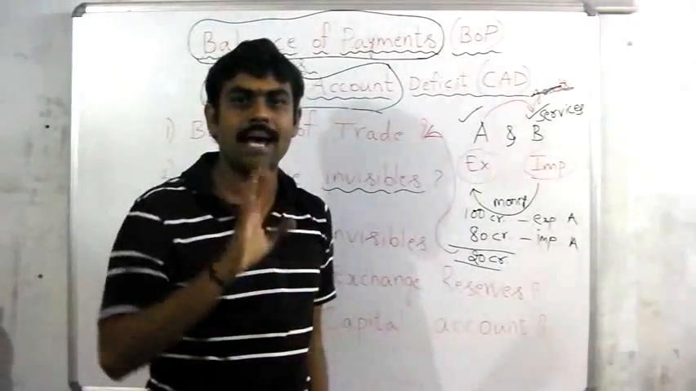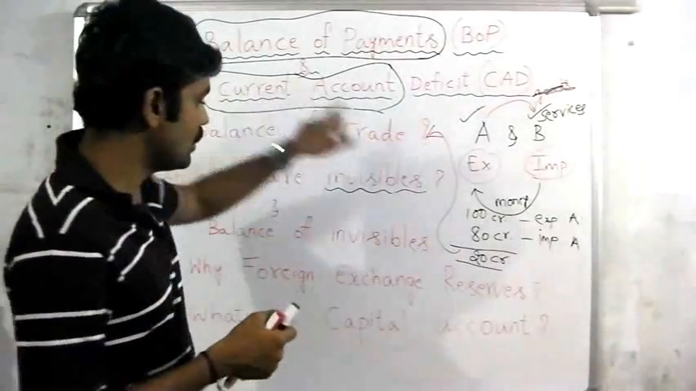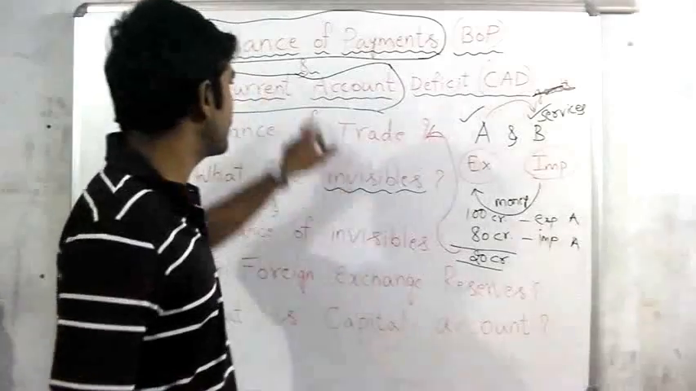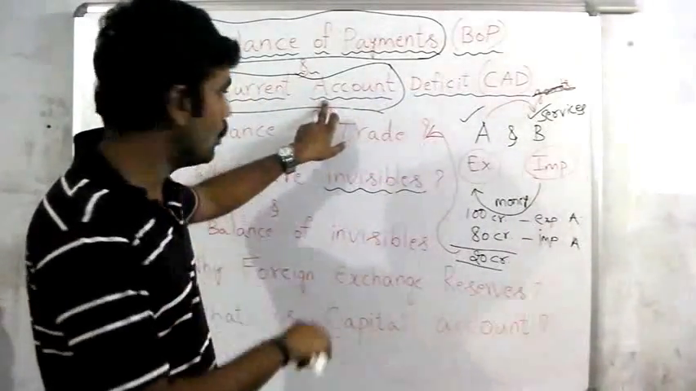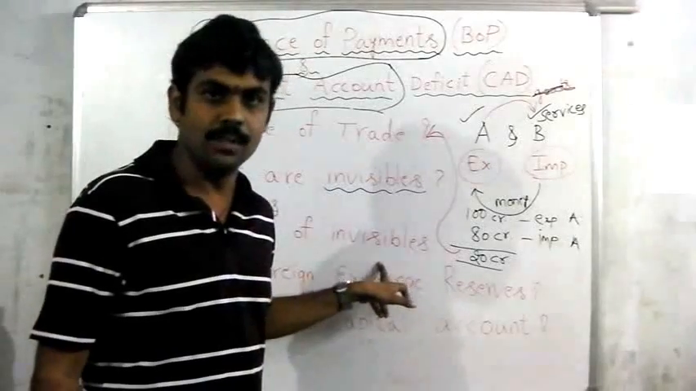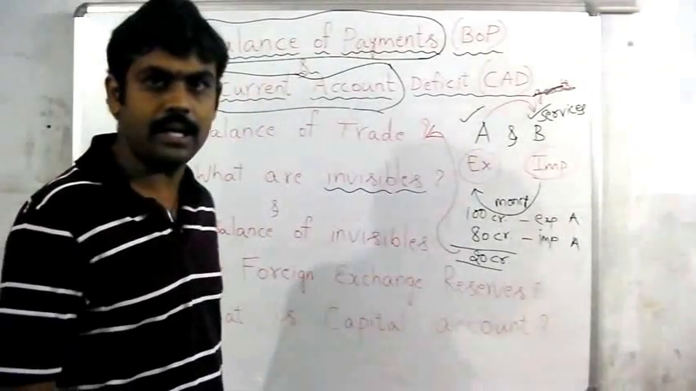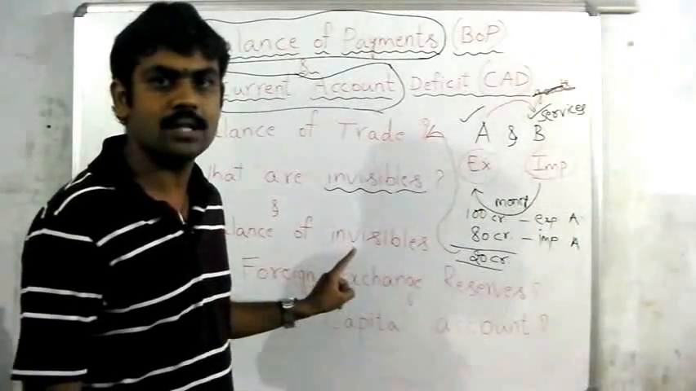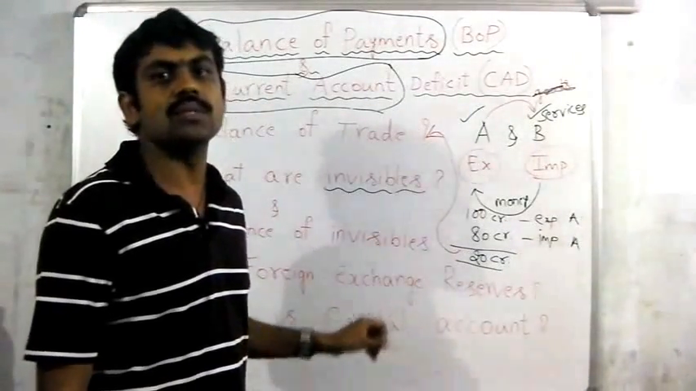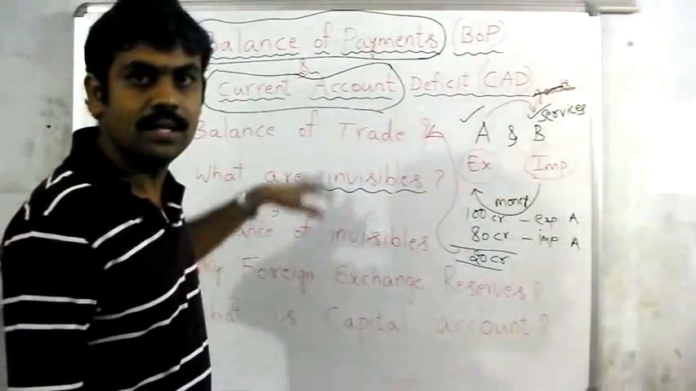That means balance of payments will have two parts. One is the current account, another is the capital account. Again in the current account there are two parts, balance of trade and balance of invisibles. I hope you understood the whole topic clearly. Anyway, this is only one part. I am going to explain the whole with other examples as well as with some statistics and also some logic in this topic.